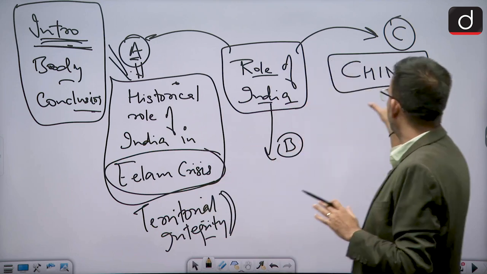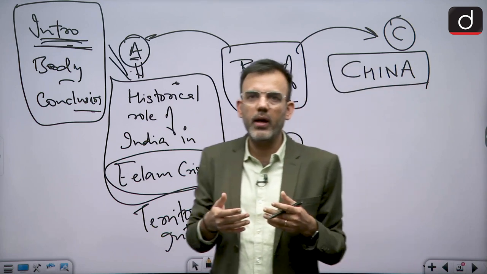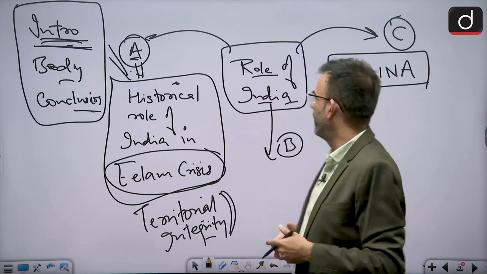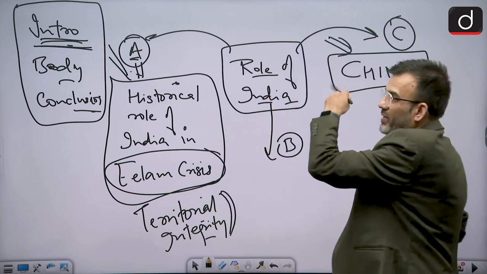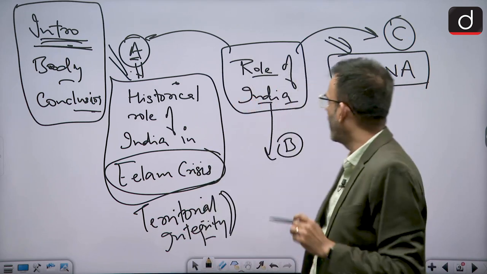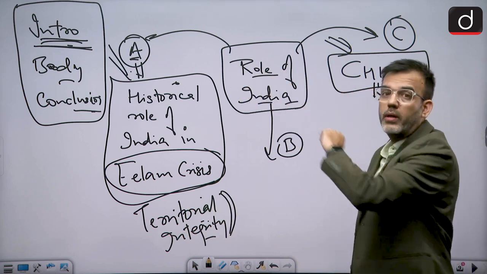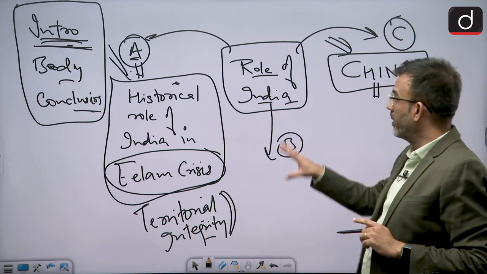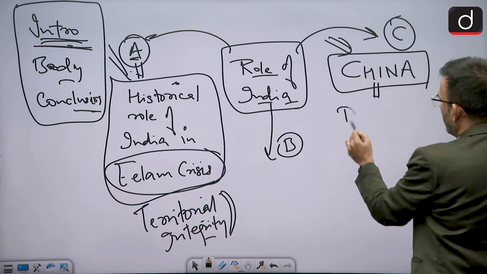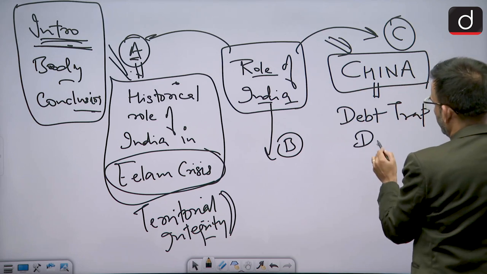We cannot just leave China, because China and India in Sri Lanka have become two sides of the coin. Whenever India's role is discussed, what China has done to Sri Lanka, it becomes imperative to discuss that also. Now, what China has done, and how the historical relation with India, become important when we see what China is doing to Sri Lanka. China resorted to this debt trap diplomacy.